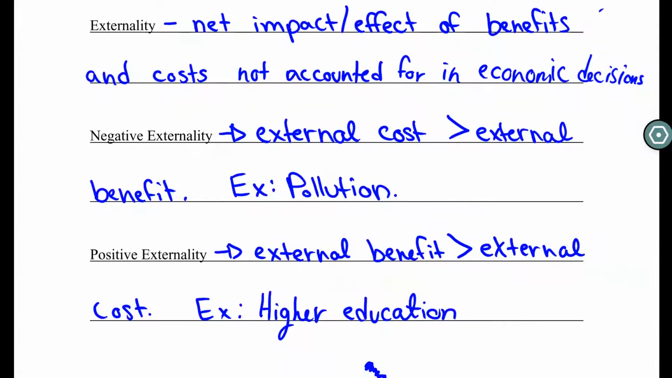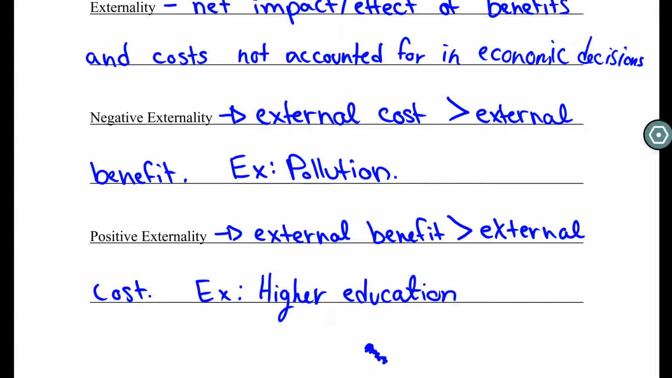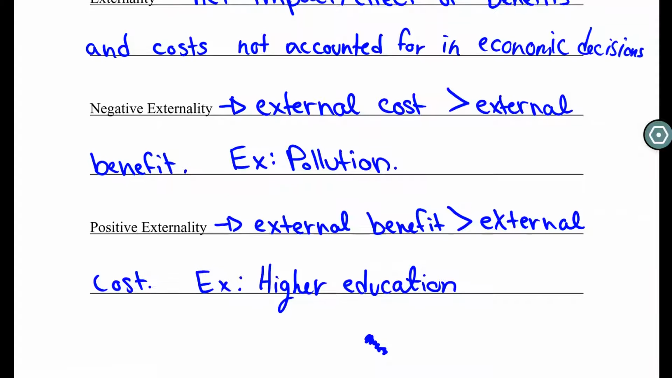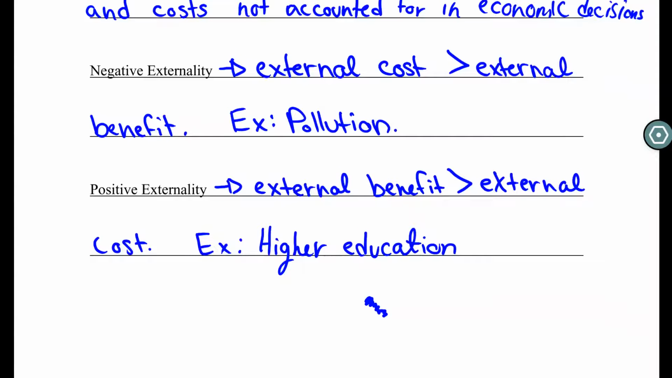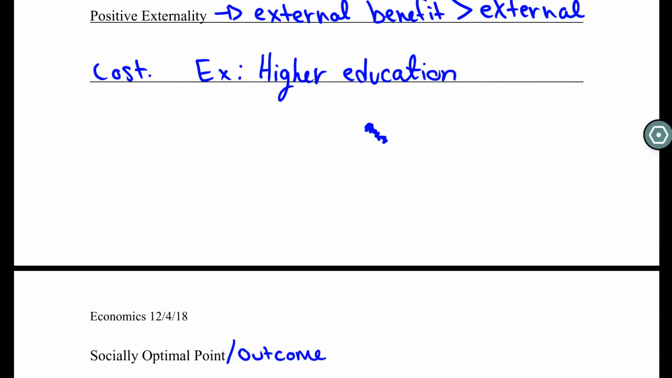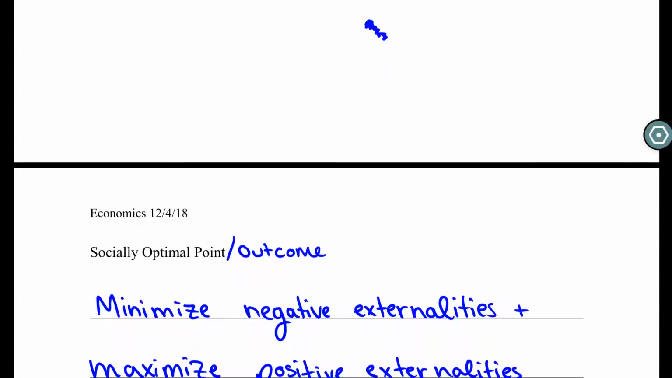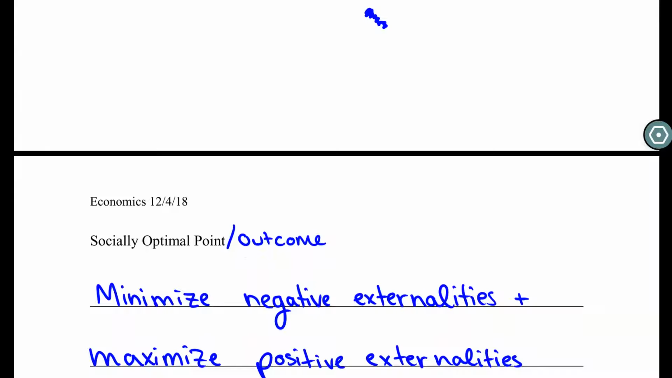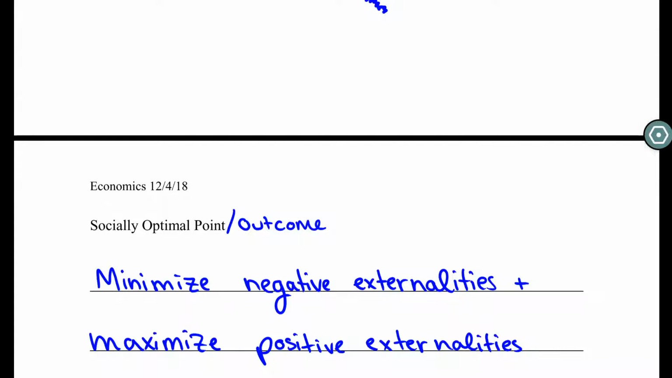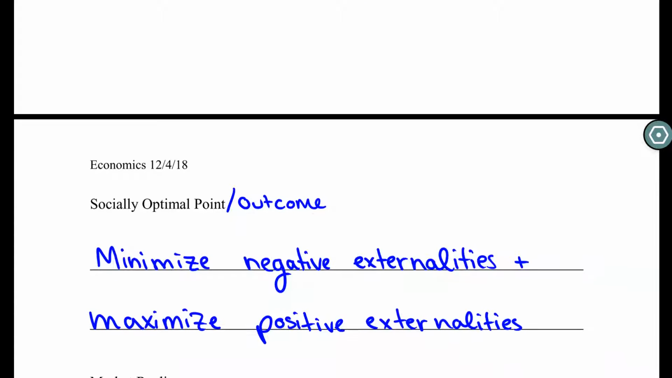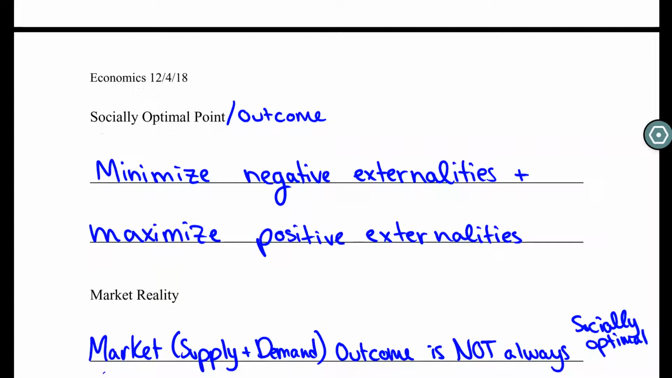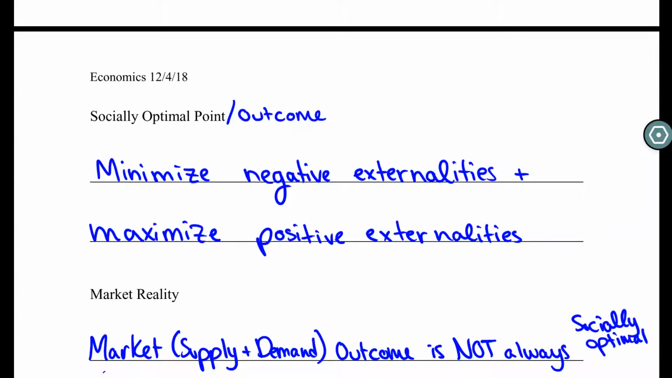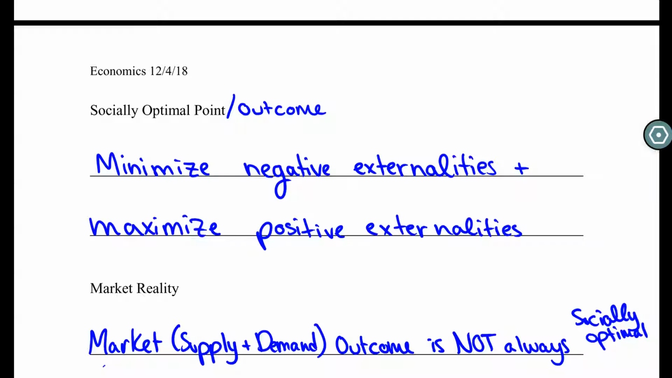An example of a positive externality would be higher education. A side effect of more people having undergraduate and graduate degrees is you have a more educated workforce, right? And then we have this idea of a socially optimal point or outcome. This is when we minimize our negative externalities and maximize our positive ones. So we're reducing the negative side effects of the market and increasing the positive side effects. The reality is our market sometimes doesn't achieve that socially optimal outcome. We're not perfect, and neither is our market.